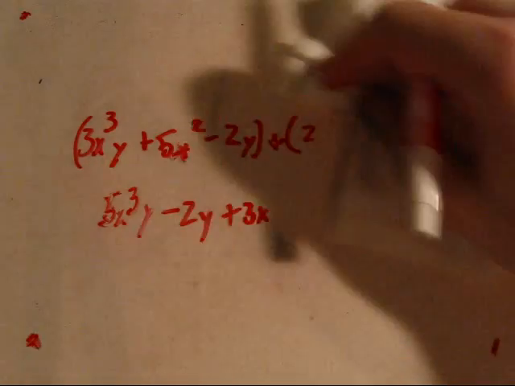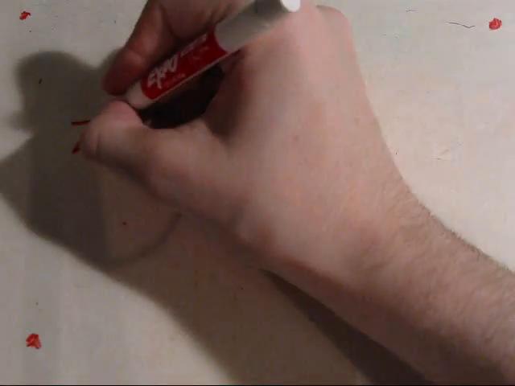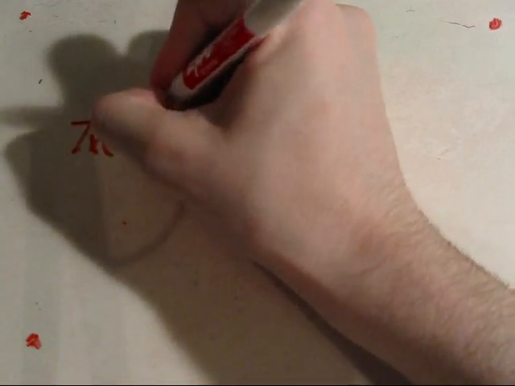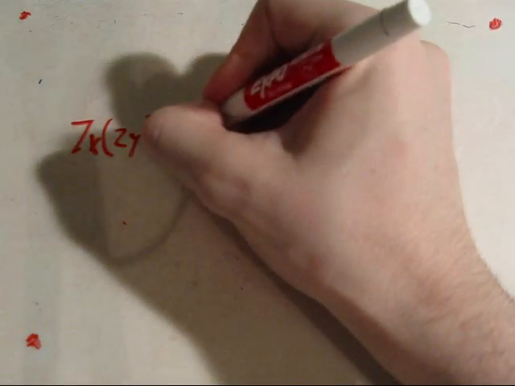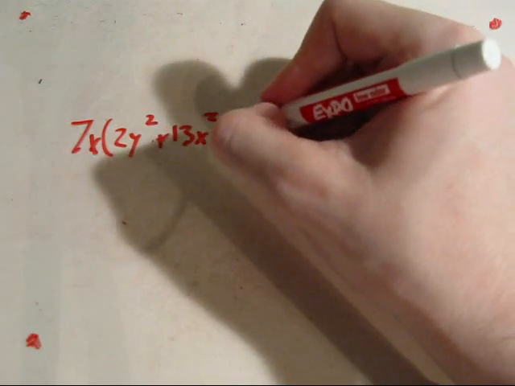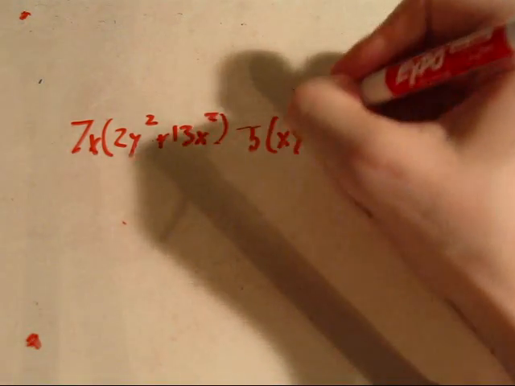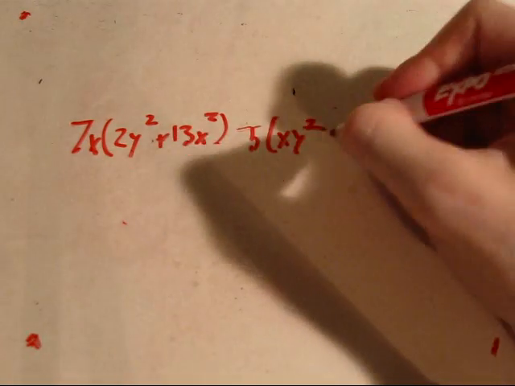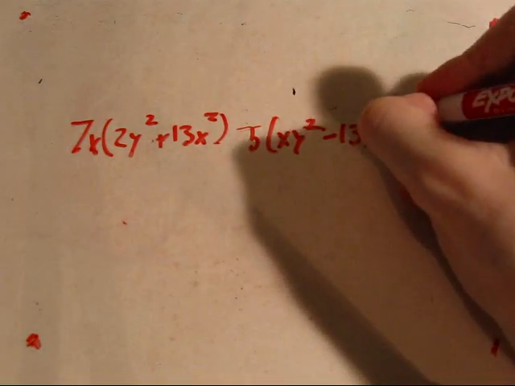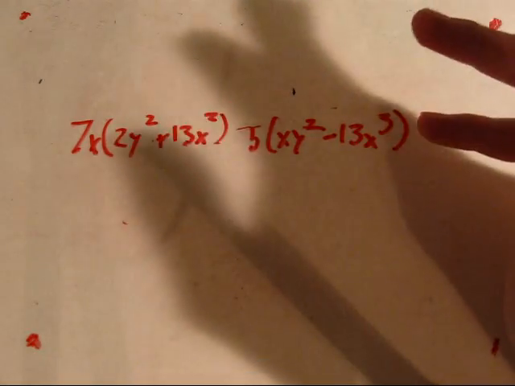Now let's work on some subtraction problems here. Again, let's look at something difficult-ish. 7x times 2y squared plus 13x squared minus 5 times the quantity xy squared minus 13x cubed. Now it looks complicated, but it's really not.